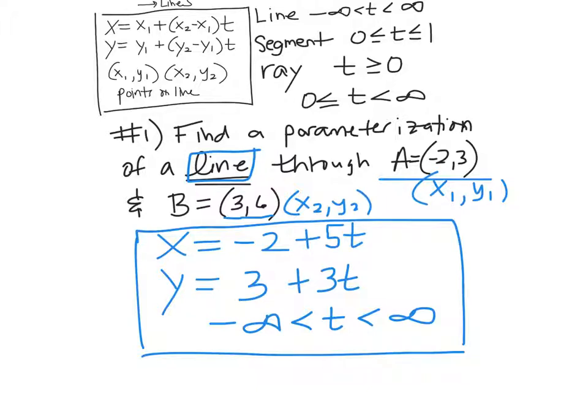We could find a rectangular equation by doing either slope form, point slope form, or you could solve for t here and plug it in and find out what y is. You can do it that way too.